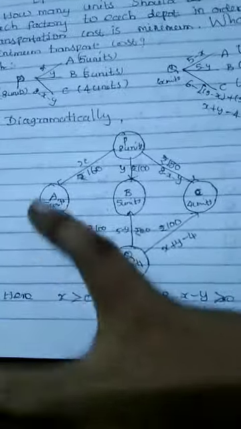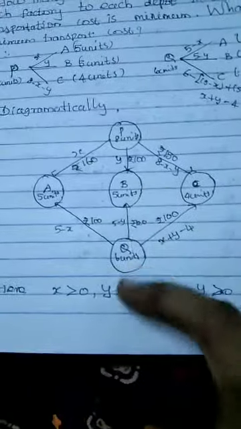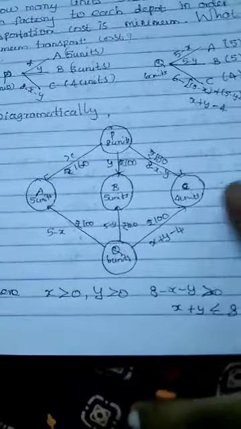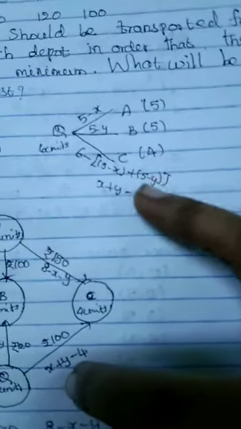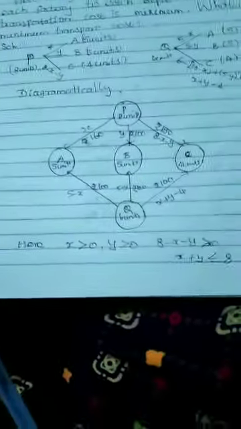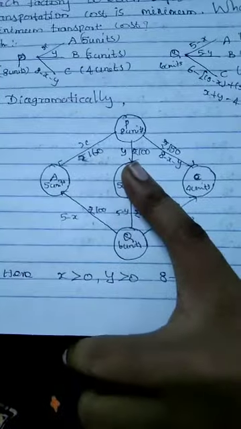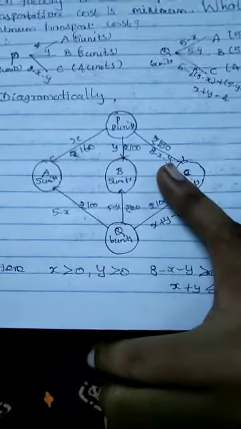And then Q to A is 5 minus X, Q to B is 5 minus Y, and Q to C is X plus Y minus 4. Already we are simplifying here X plus Y minus 4. Here itself we want to take the upper part. So this is X greater than or equal to 0, this is Y greater than or equal to 0, this is 8 minus X minus Y greater than or equal to 0.